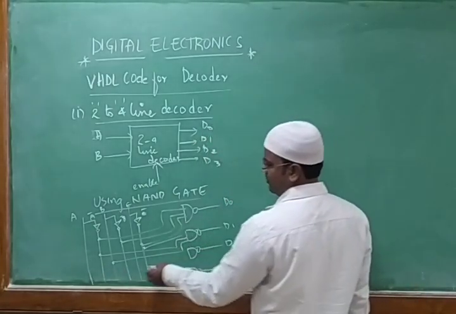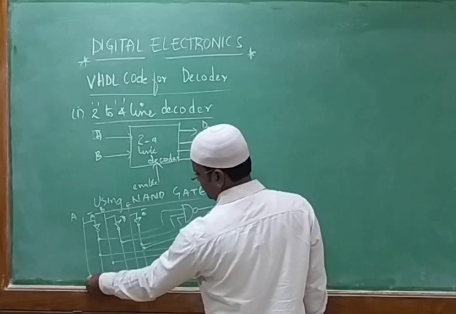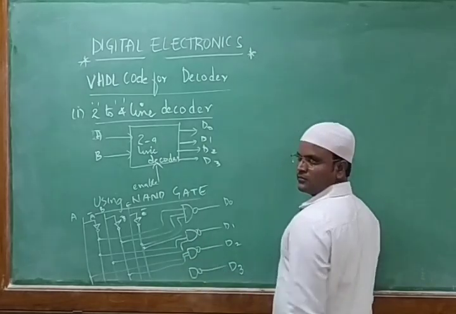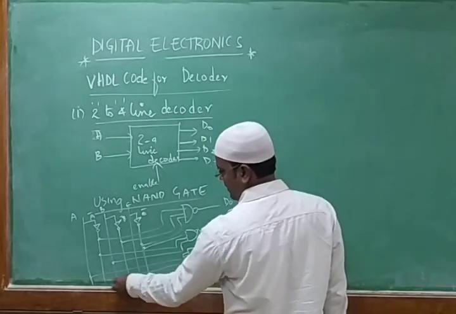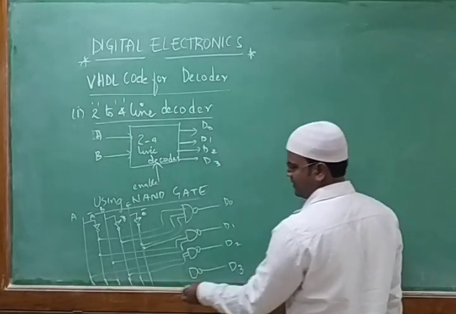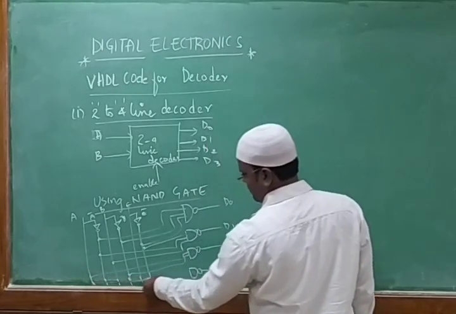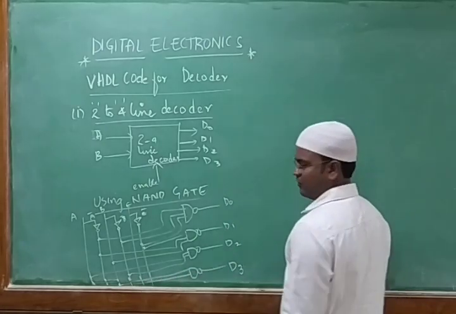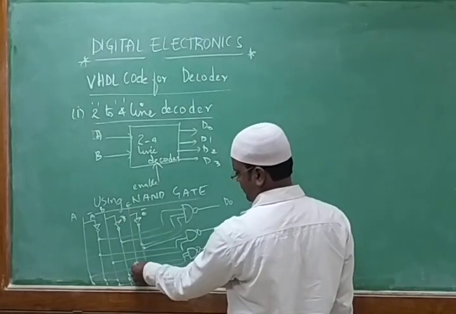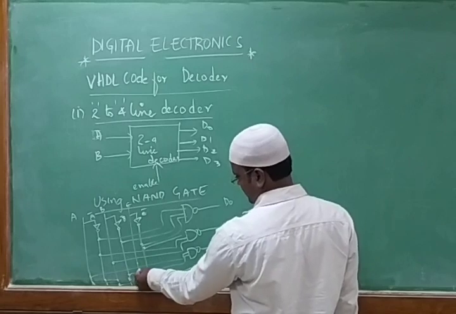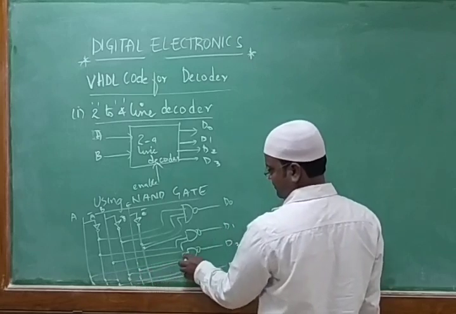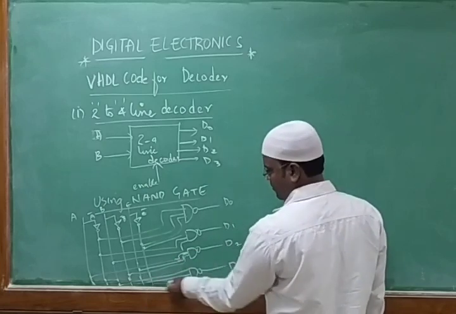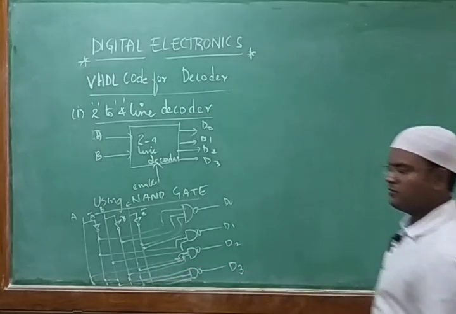Next one, D2. D2 means 1 0. This is 1, this is your 0, right? Similarly D3 means 1 1. So taken for D3, this is 1. So this is also 1. So what about the enables here? Enable, 2 I am giving 0 and the remaining 2 I am giving 1. So suppose I am giving enable here 1. Here also enable is 1. Okay, so this is what we did.